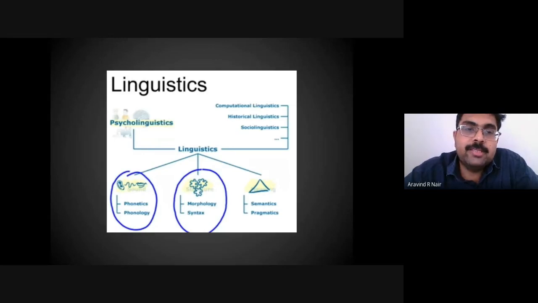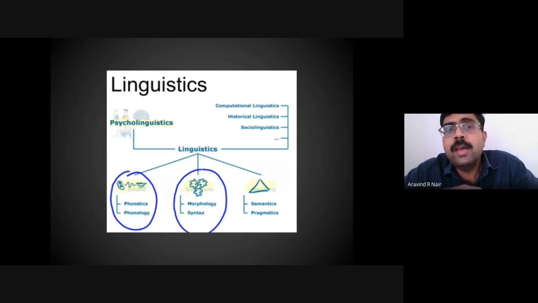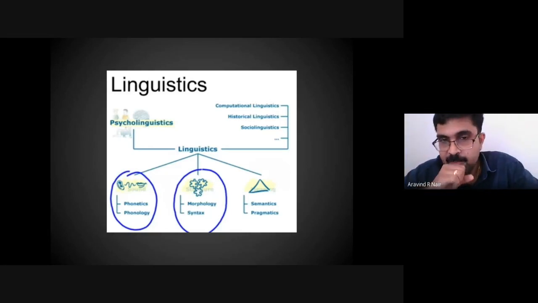So what I'm saying is psycholinguistics is a rather new branch of linguistics, along with certain other new branches of linguistics too, like computational linguistics, historical linguistics, social linguistics, and we will be looking at at least some of the important characteristics of these areas too later on in our classes.